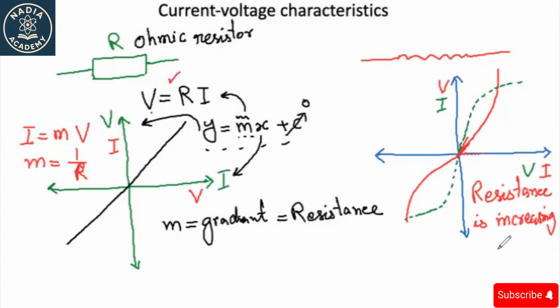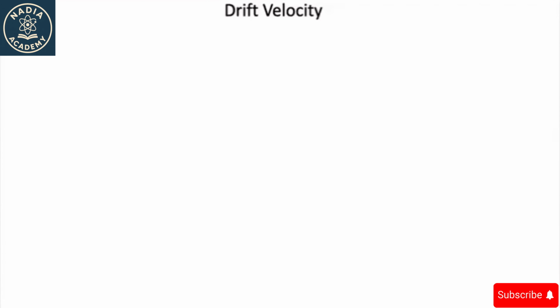So we took the examples of an ohmic resistor and a filament. With this understanding, with this concept, we can also understand the current voltage characteristics of other elements. Okay, so now we can move on to understand the concept of drift velocity.